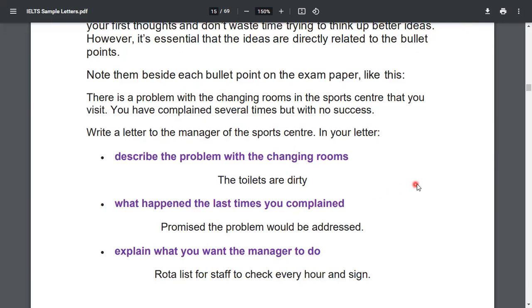Now, let me just focus on the answers to the questions. As I told you, before you start writing, try to take some notes next to every single question. For the first question, describe the problem with the changing room, I'm going to mention that the toilets are dirty. What happened the last times you complained? I'm going to mention that I have been promised that the problem would be addressed. Addressed means solved or resolved. Explain what you want the manager to do. I'm going to mention a rota list for staff to check every hour and sign. So I've thought about the main ideas that I'm going to write.